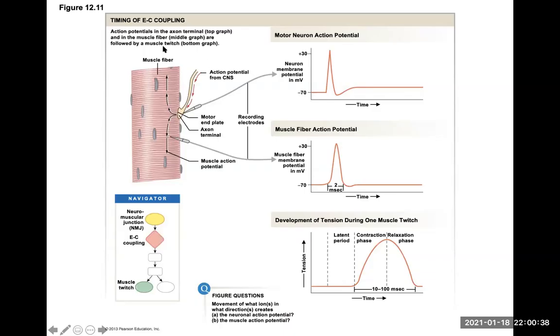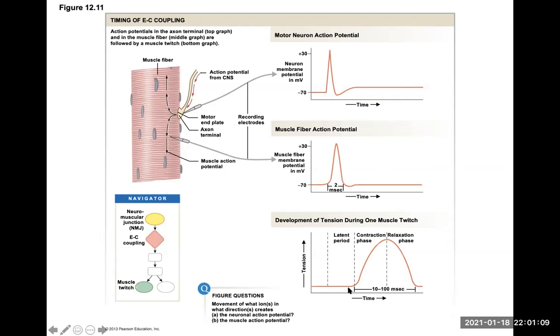Okay, so moving into the timing of the EC coupling. All of this is going to happen in a very short amount of time. Your muscles pretty much work instantaneously. When we say instantaneously, it's like milliseconds. So there's different periods that you're going to talk about and go through. A single contraction relaxation cycle is what we would call a muscle twitch. There is a delay between the muscle action potential and the beginning of the tension. That's actually going to be termed the latent period.